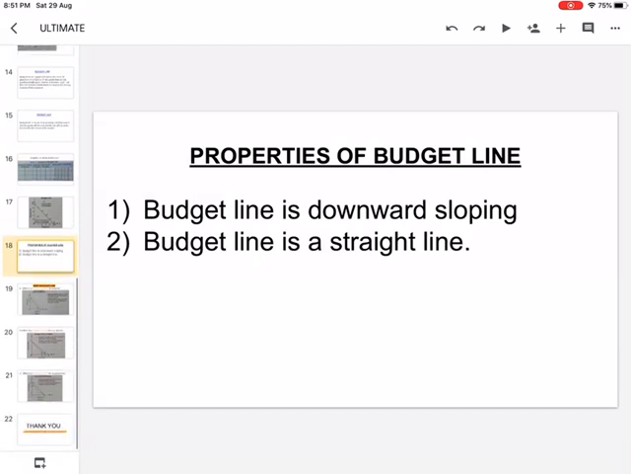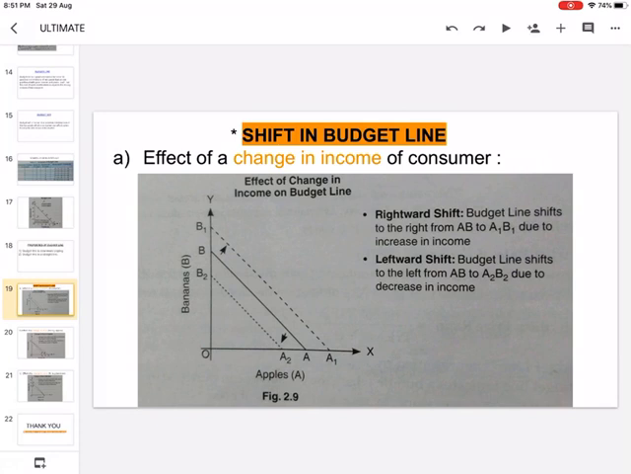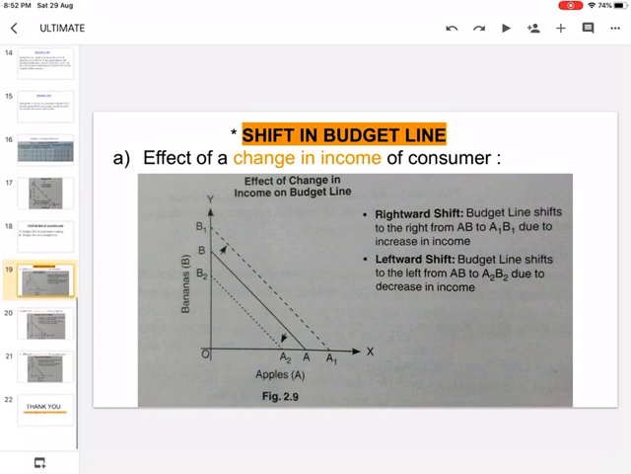Now, can there be a change in the budget line? Yes. Let us see what the types of changes might be. What happens when the income of the consumer changes? If the income of the consumer increases, he can buy more of the two commodities. So we get a new budget line, B1, A1. Similarly, if the income of the consumer decreases, he can buy less of the two commodities. So you get a new budget line given by B2, A2.